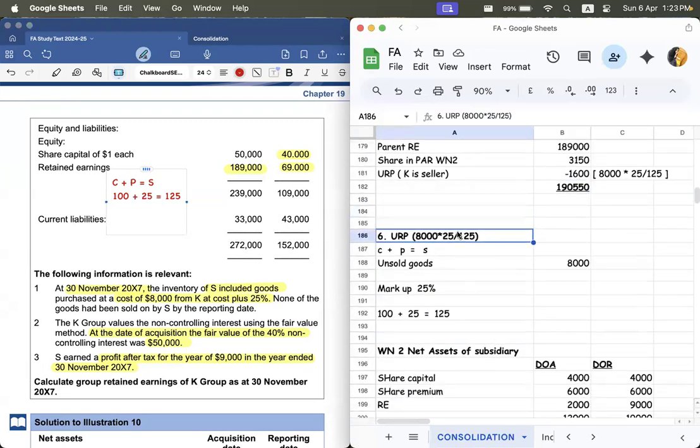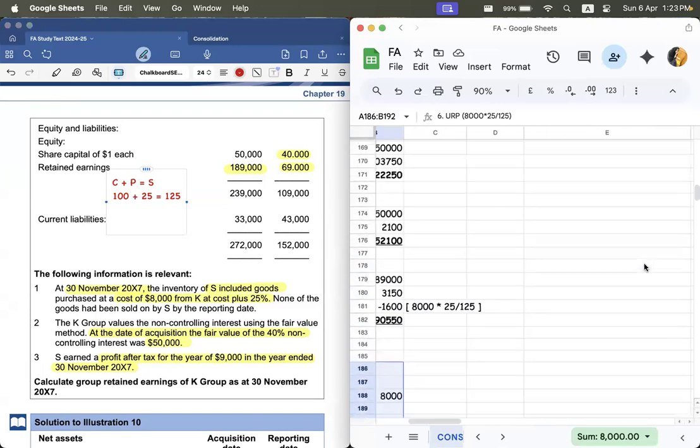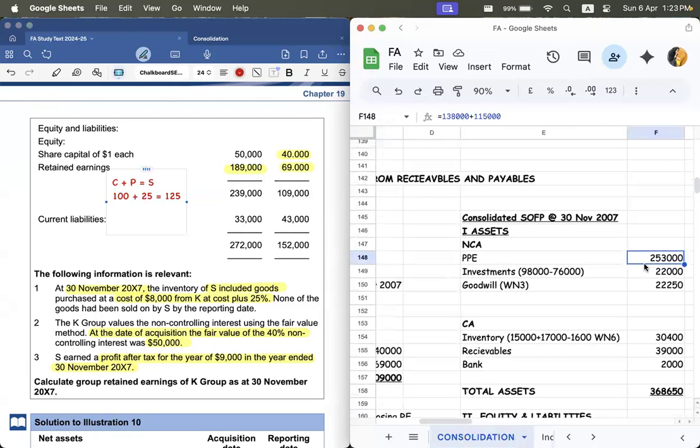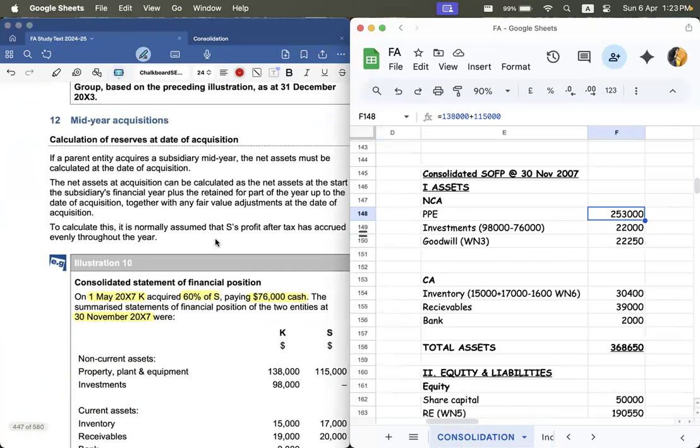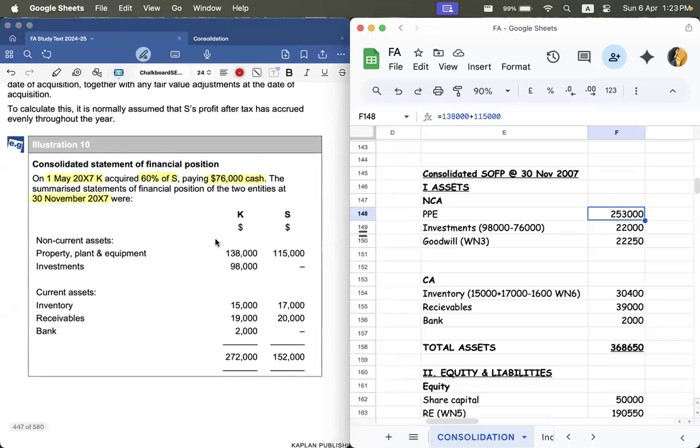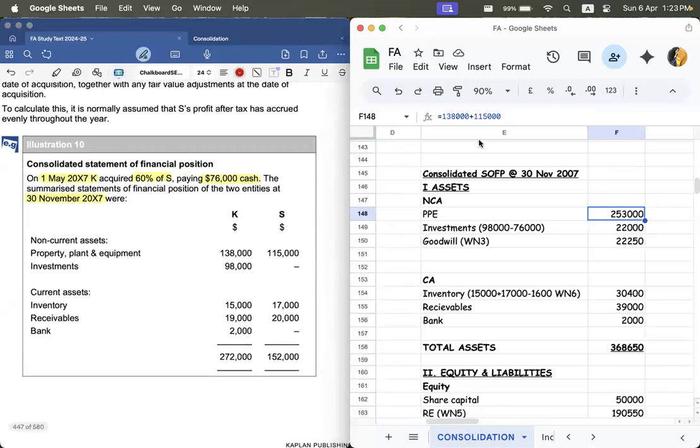Now, okay. The working is clearly given here in the working notes. Now we're going to prepare the SOFP. So for the SOFP, you're going to add them together.